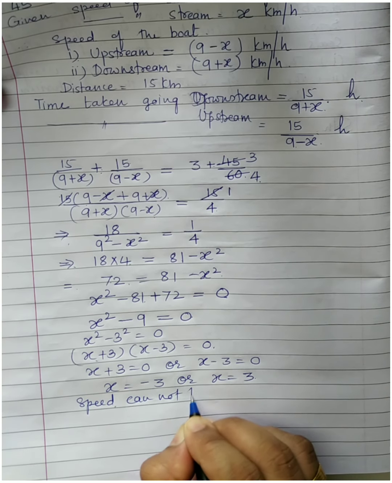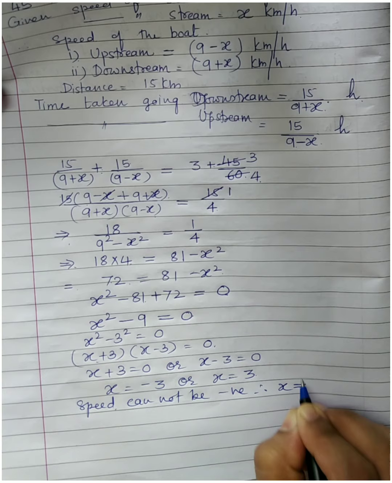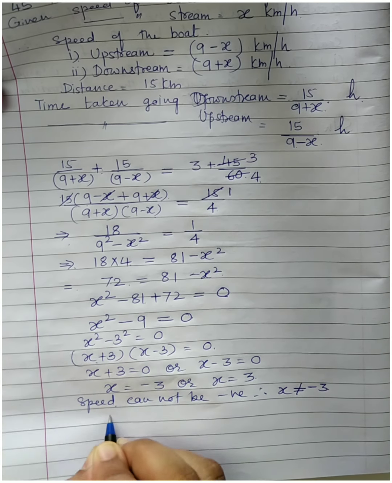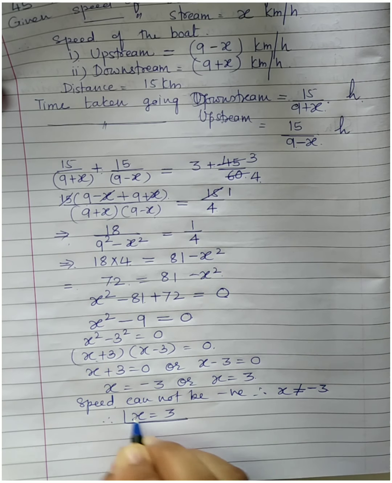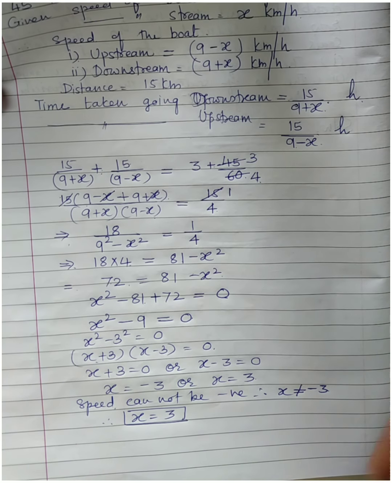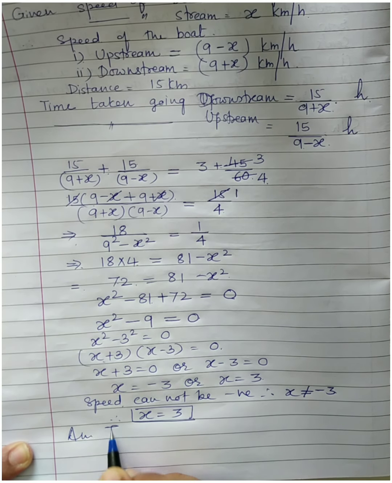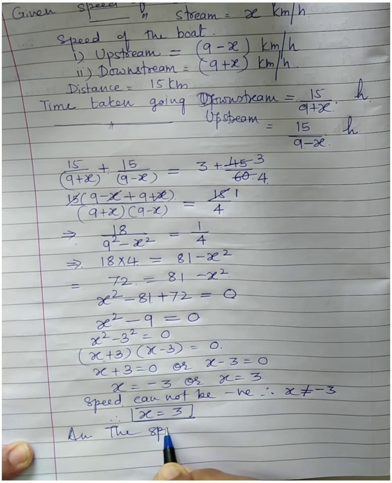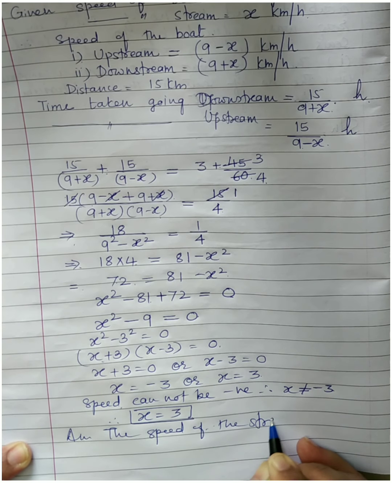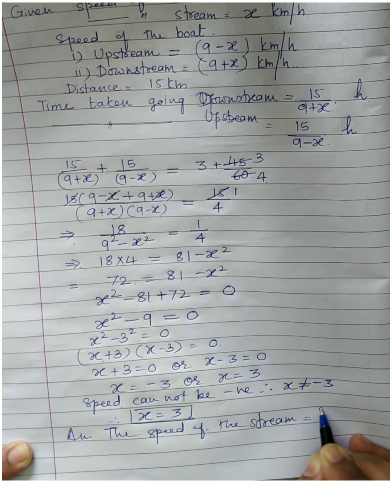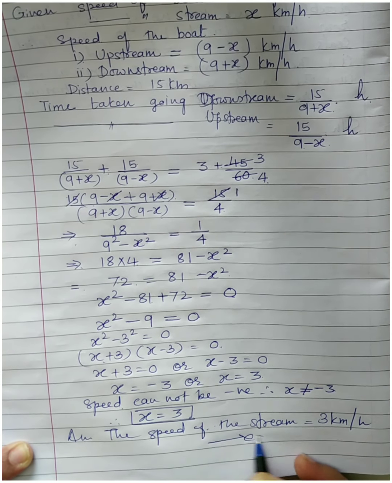So x cannot be -3. So x is accepted as 3. So we have found the answer. What was asked? Find the speed of the stream. So our answer statement is: the speed of the stream is 3 km per hour, right?